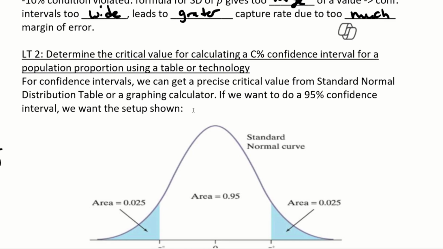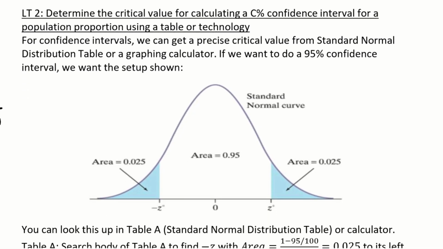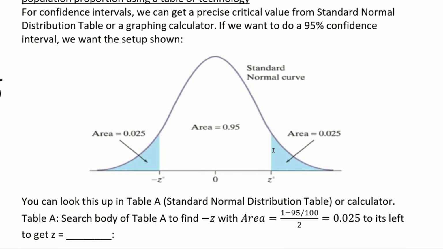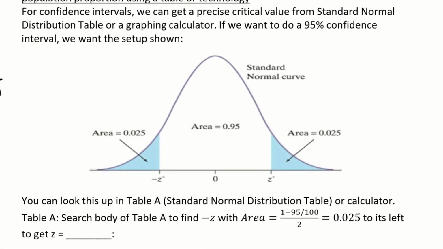All right, so learning target 2, we want to determine the critical value. So this is where I show you how to calculate critical value using a table or technology. For confidence intervals, we can get a precise critical value from the table for the standard normal distribution, or we can use a graphing calculator. So let's assume we want to do a 95% confidence interval. In order to do that, we know that the critical value from the empirical rule would be z equals 2.